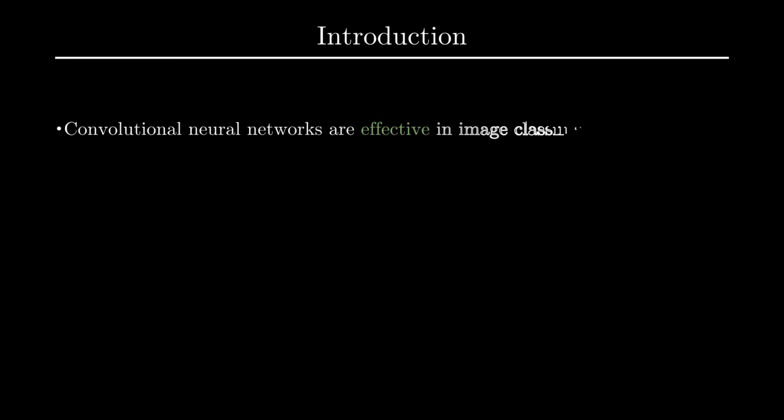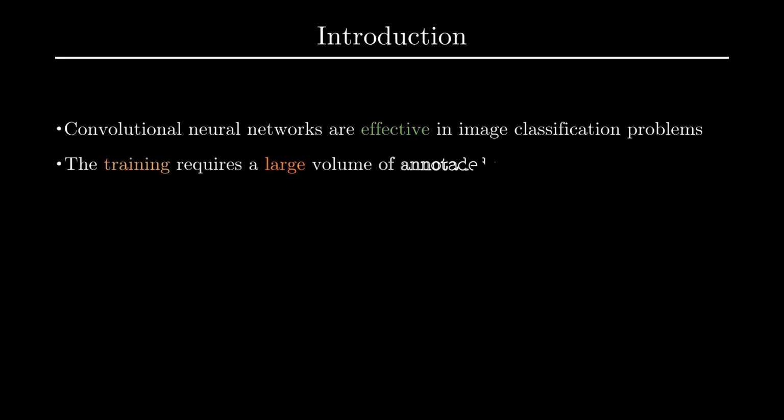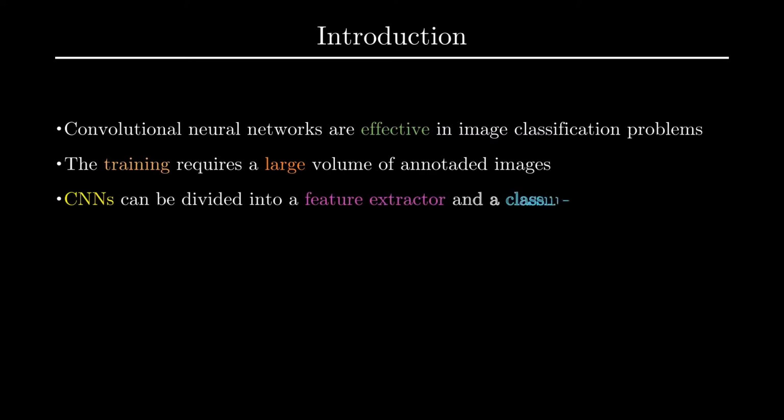Convolutional neural networks have been shown to be effective in image classification problems of different domains. However, training these models usually requires a large volume of annotated images. This can make it difficult to apply these methods in domains where it is not feasible to build large training datasets. We can divide a convolutional neural network into a feature extractor and a classifier.